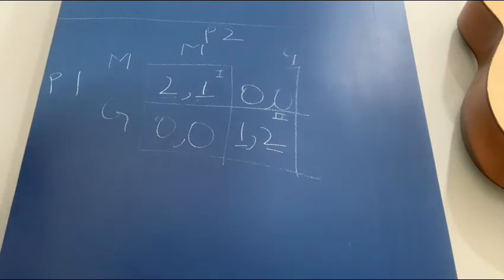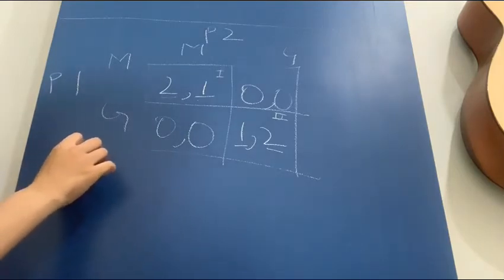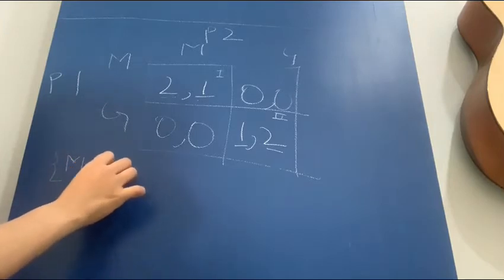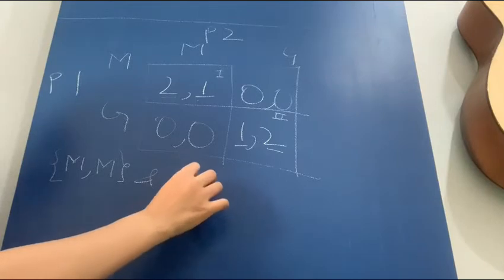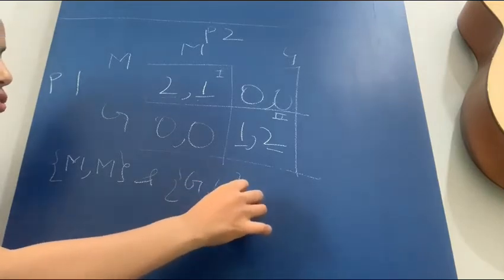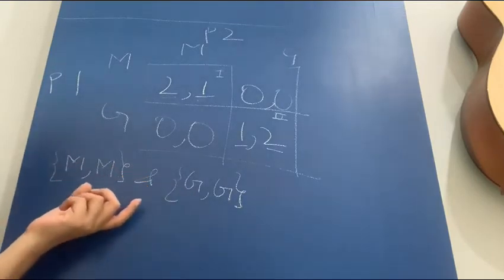So a game can have one Nash equilibrium, it can have multiple Nash equilibria, or it may not have any Nash. Battle of Sexes has two Nash, Prisoner's Dilemma had one, and we'll look at another game in which there will be no Nash. So in this there are two Nash. First, player 1 choosing M and player 2 also choosing M, that's one Nash, and the other one is player 1 choosing G and player 2 also choosing G. So both of them are Nash, or steady state equilibria.